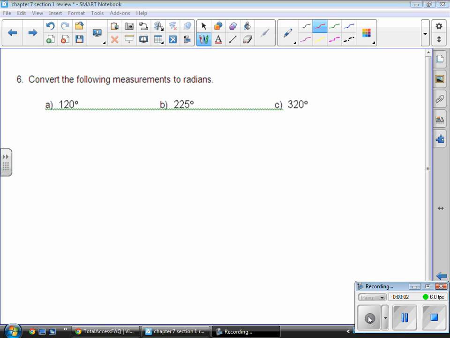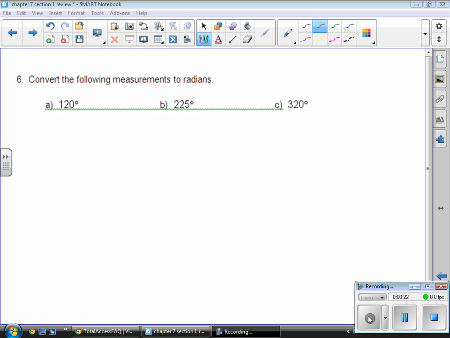This is the sixth problem on the quiz review. Convert the following measurements to radians. So we're given degrees, we need to write it in radians. Now, you may have these on your unit circle, but it's important to know how to do these without your unit circle and to be able to show your work. Remember how you created the unit circle in the first place, kind of.